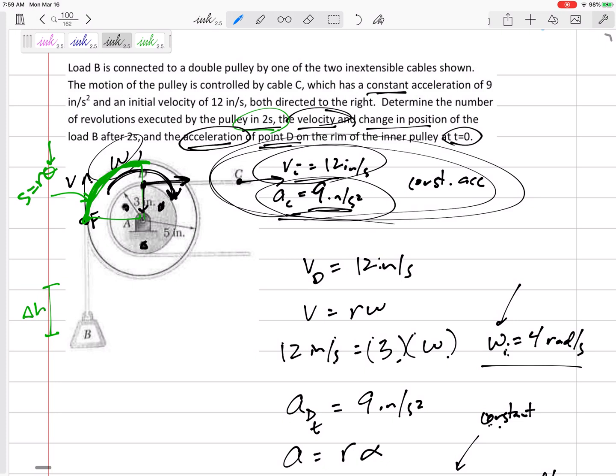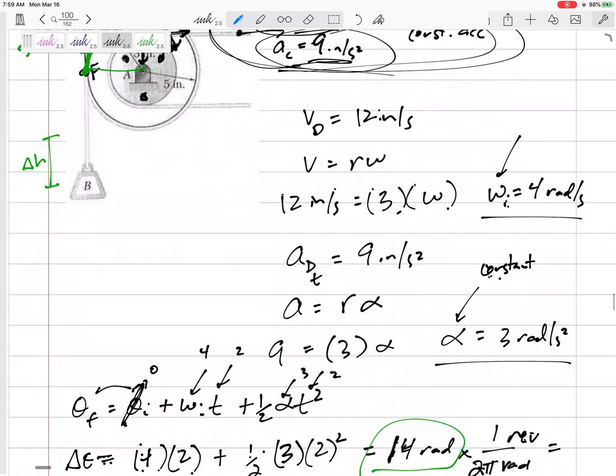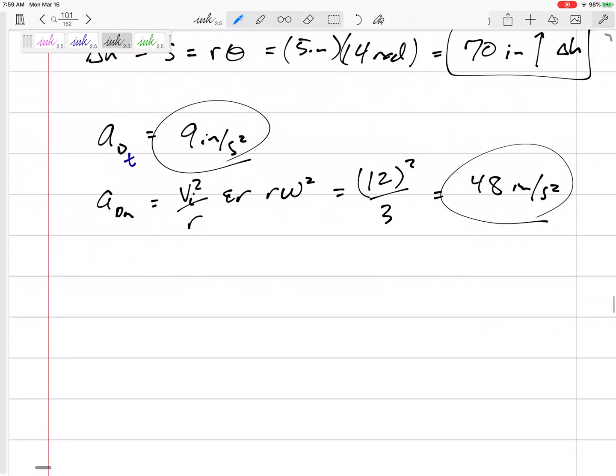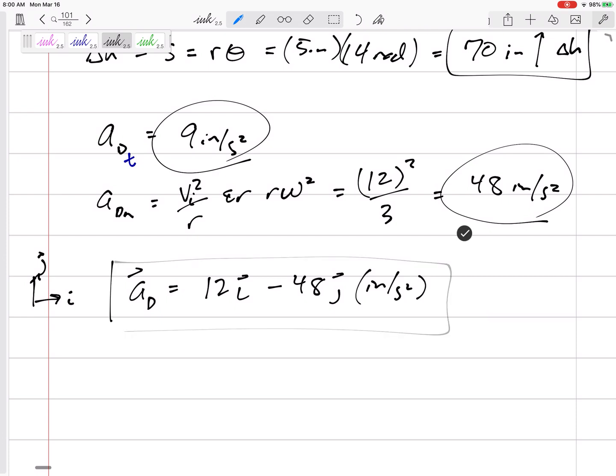And the 48 is in the normal direction. That is into the curve. So I would say the acceleration for point D, 9I minus 48J. Why minus? Because J up would be positive. This is down into the curve. I need some units right here. Box in my answer.